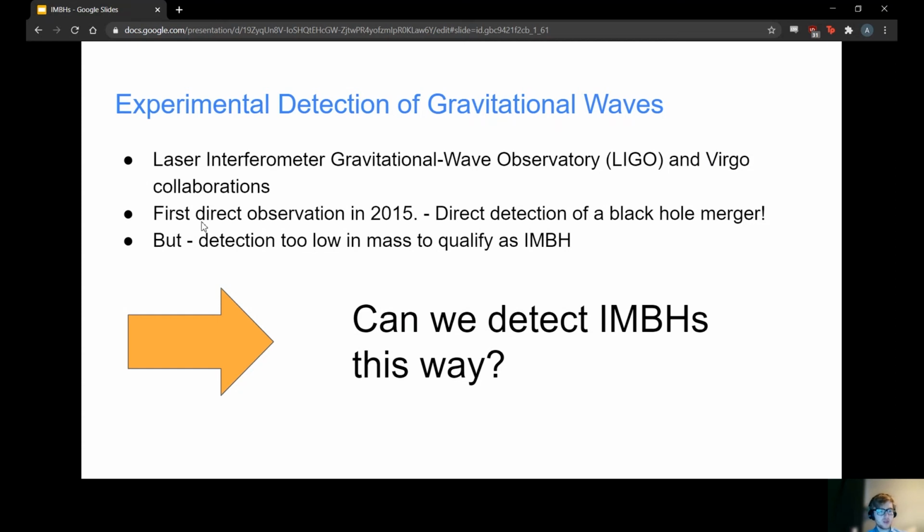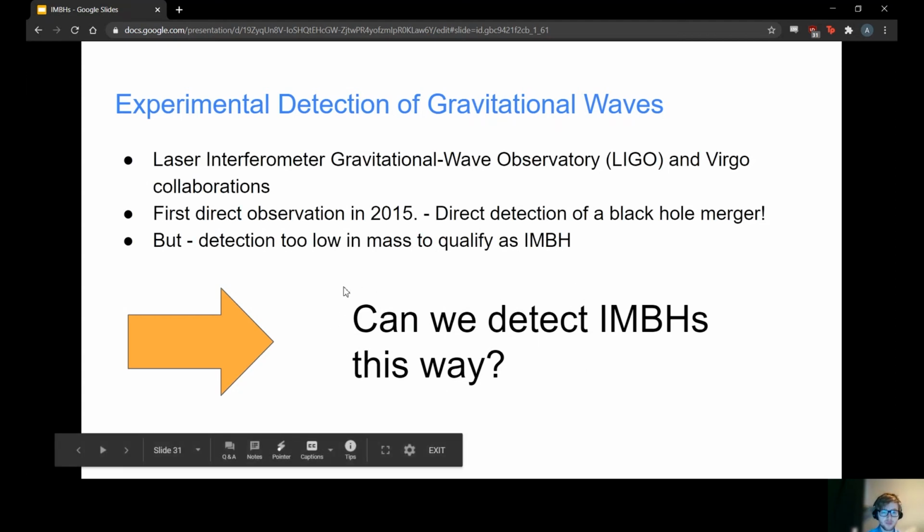LIGO made its first direct observation in 2015, which was direct detection of a black hole merger with a resultant mass of 62 solar masses. It doesn't qualify it as an IMBH, but it shows that it is possible that we could detect IMBHs this way if they would occur.